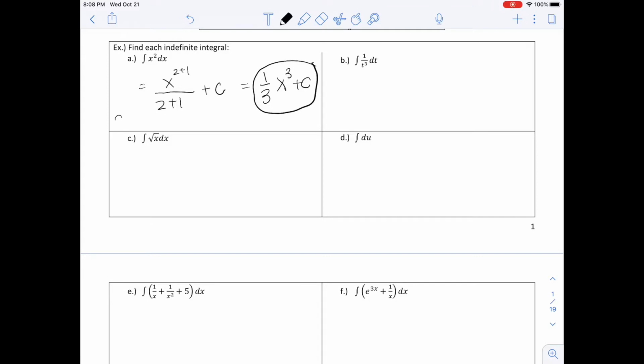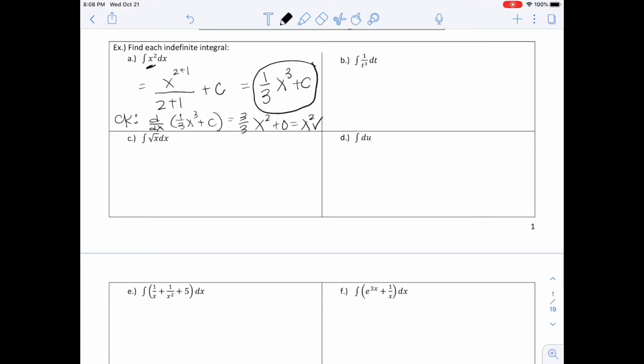You can always check this, and to check this you would take the derivative. So d dx of 1/3 x cubed plus c, which was our answer. And so when you do this, your 3 would come out in front. You'd have 3 over 3 x to the second plus 0, which would just equal x to the second, which checks to what we had in our original problem up here as our integrand.